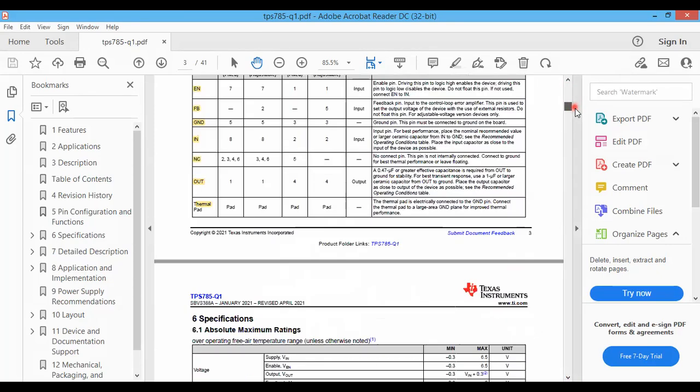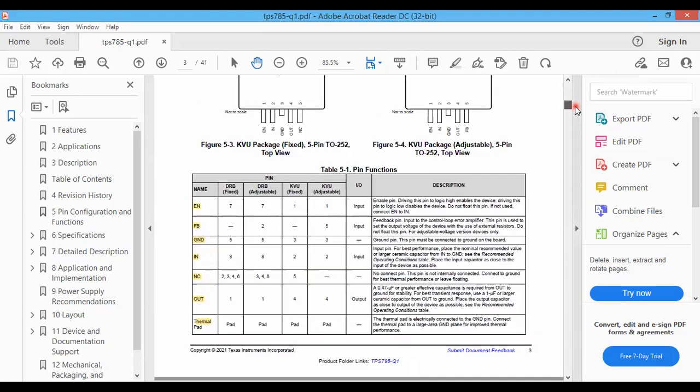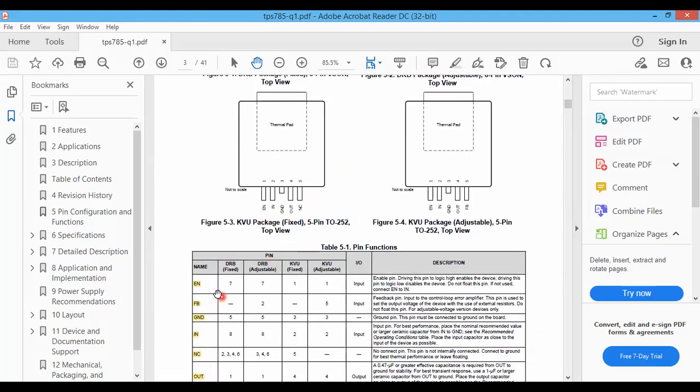So I have sent you to look at these things. This one has 5 pins. The first one is the enable pin. You have to drive this pin to logic high in order to enable the LDO, otherwise it won't work. If you put it to the ground, no matter what, it will not provide the regulated output. So if you want to enable this, you have to pull this to the VIN supply voltage.